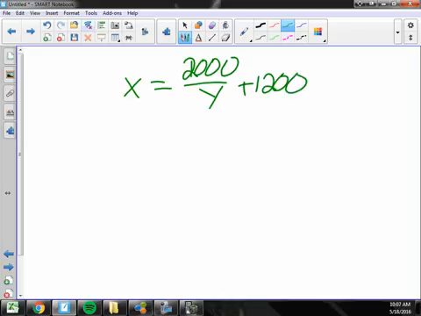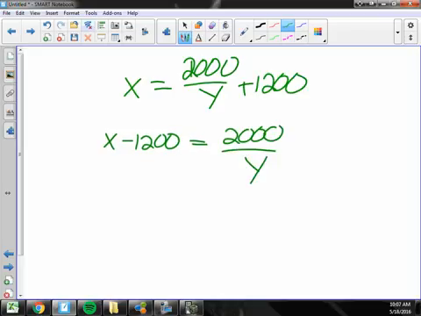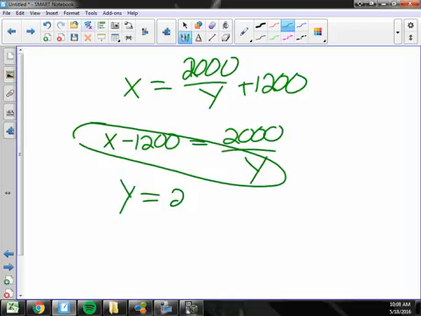So if I solve for y, I get x minus 1,200 equals 2,000 over y. The slow way to do this would be times by y and then divide by x minus 1,200. The fast way to do it is just to switch these. y equals 2,000 over x minus 1,200.